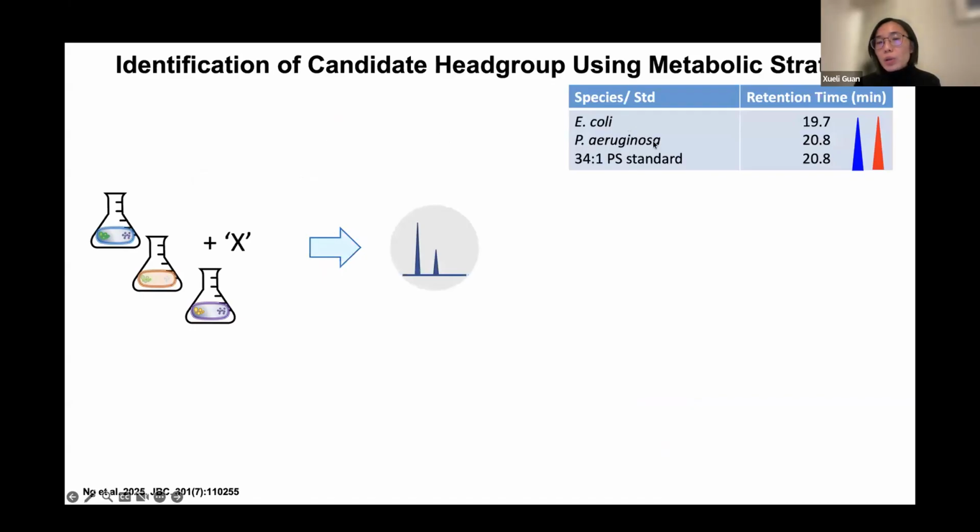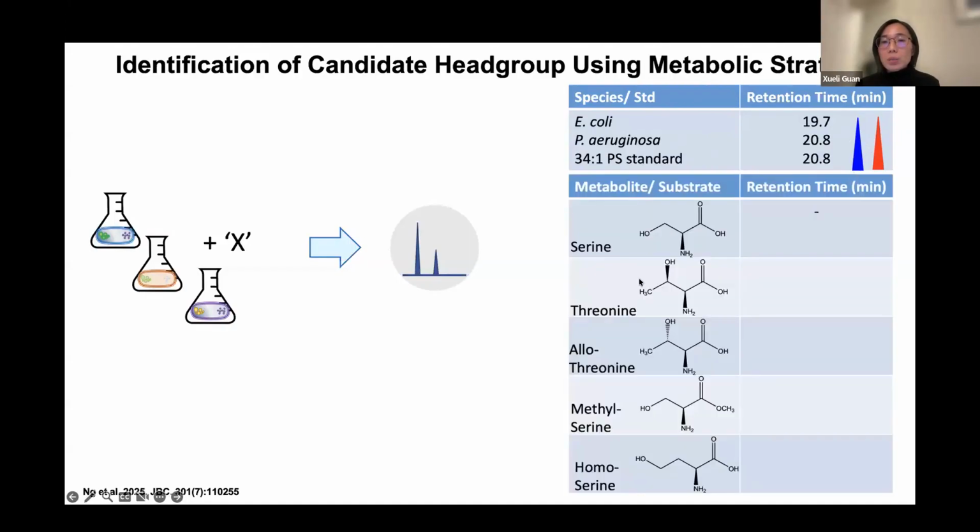So here is a recap of the different peaks that we detected in E. coli, which is eluting earlier than the PS standard. And in Pseudomonas, we have reported that PS exists, but we did not report this potentially novel lipid. So the candidate substrates that we could get hold of commercially are threonine, which is this natural amino acid, allothreonine, a rare isomer, methylserine to represent methylation of serine, and homoserine, another natural amino acid.